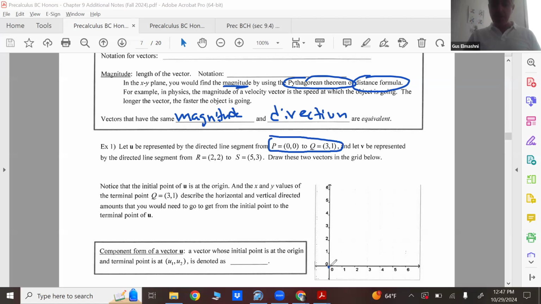So I'm going to start here, and 3, 1 right here. That's my vector. Just looks like that. Very simple. Now let's look at the next one. Where does that start? 2, 2. And going towards 5, 3.